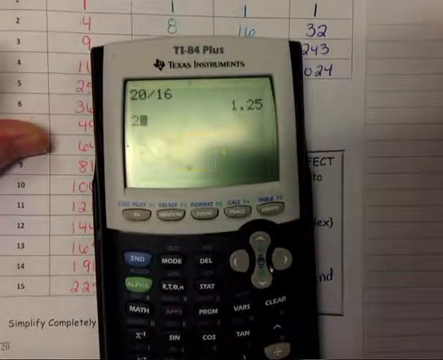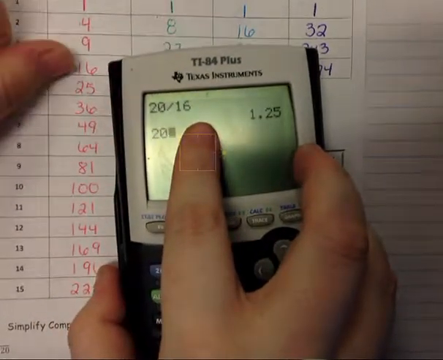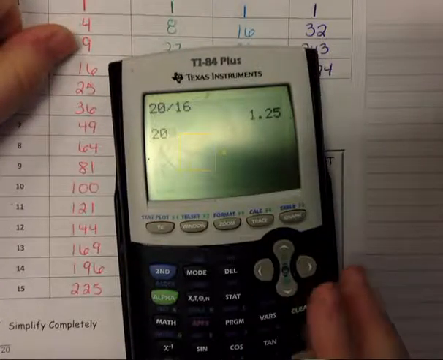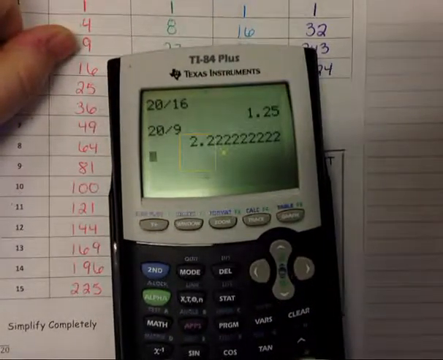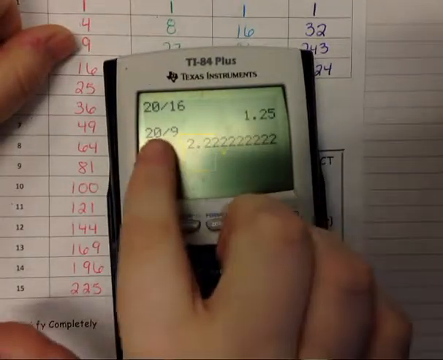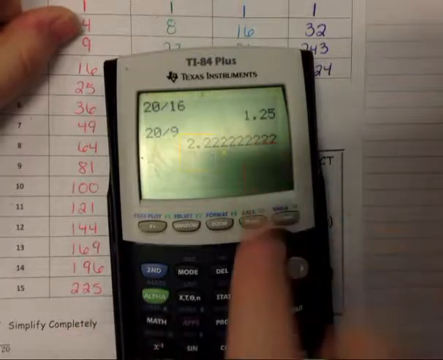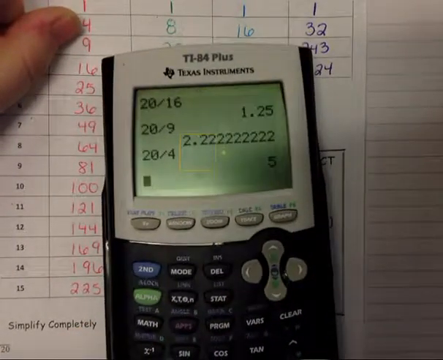So I do 20. Now I'm not going to clear it because I want to make sure that I use all my numbers and I don't want to repeat them. So I've used a 16. Now I go up to 9. So 20 divided by 9. That also does not work. So I keep going because I want a whole number. So I go up to 4. So 20 divided by 4. That one does give us a whole number.